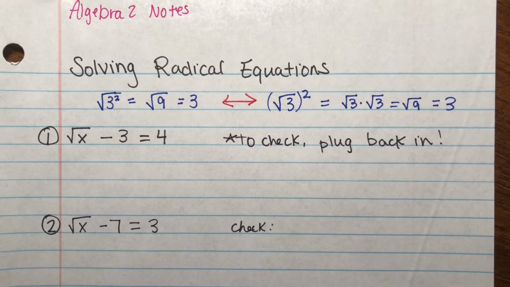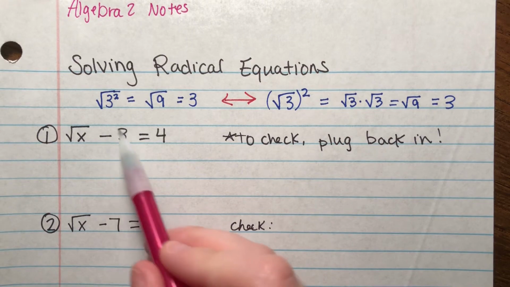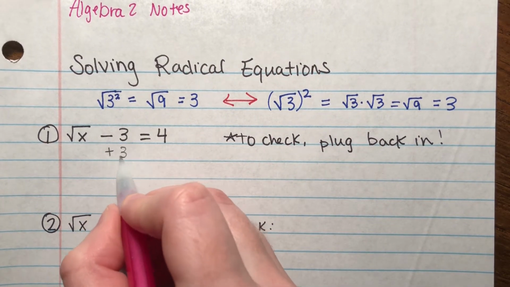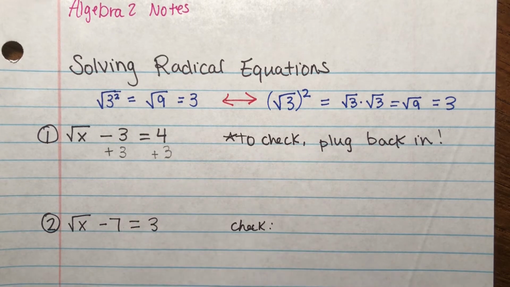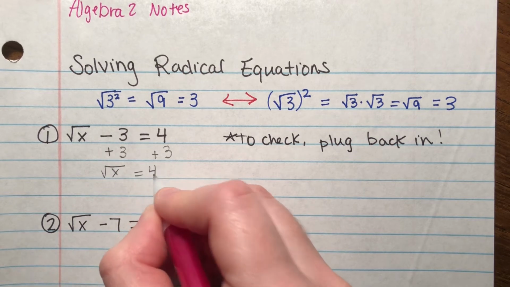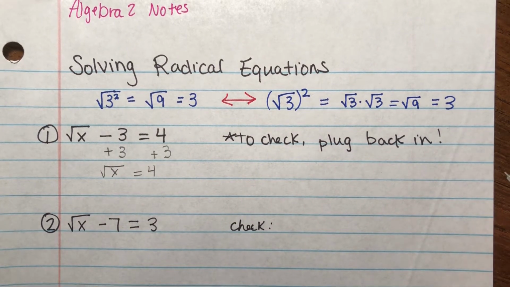Alright, so let's go ahead and try this first problem. Alright, so when I'm solving an equation, my goal is to get x by itself, correct? So in order to do that, how do I get rid of this attached 3 here? Well, it's being subtracted, so I can just add it to the other side. So in other words, I am isolating the radical. That's what we're going to call that. We're isolating the radical, so we want to get the radical by itself on one side.